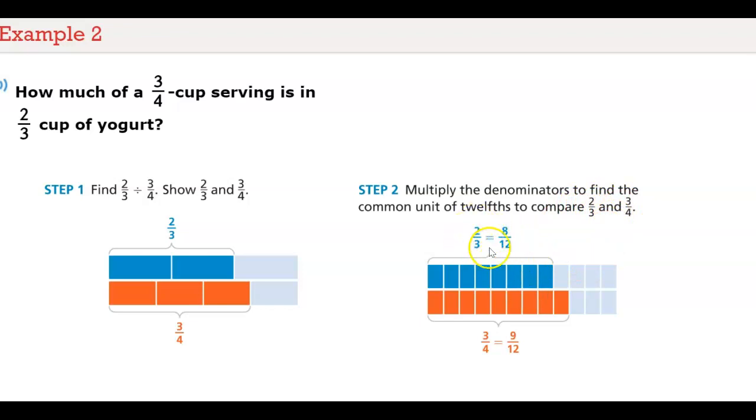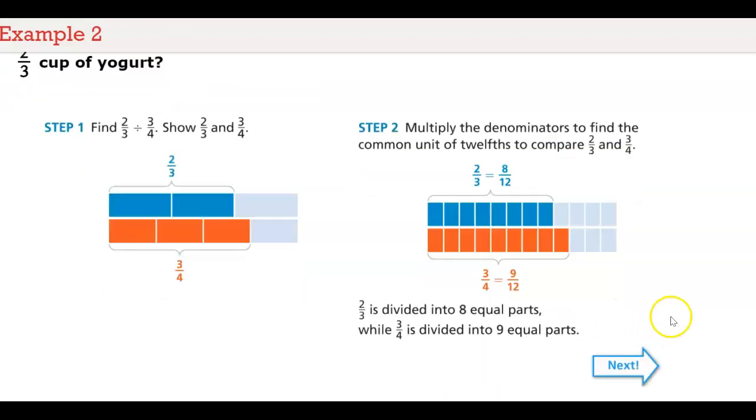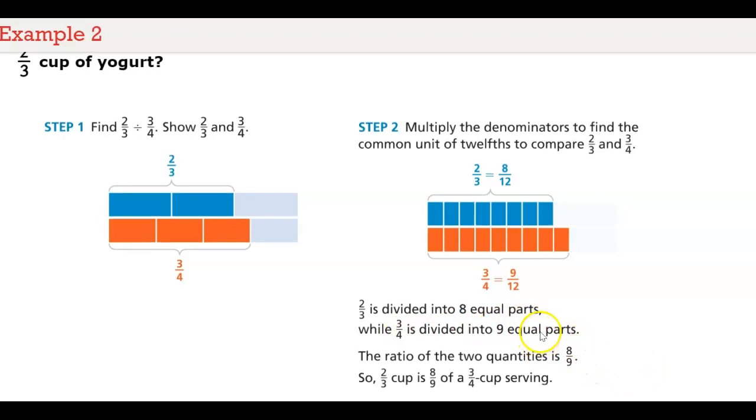So they've changed 2/3 to 8/12 and 3/4 to 9/12. So they both have the same denominator now. 2/3 is divided into 8 equal parts, while 3/4 is divided into 9 equal parts. The ratio of the two quantities is 8/9, so 2/3 cup is 8/9 of a 3/4 cup. And so 8/9 is 1, 2, 3, 4, 5, 6, 7, 8 of the 9 parts. So that's where the 8/9 comes from.